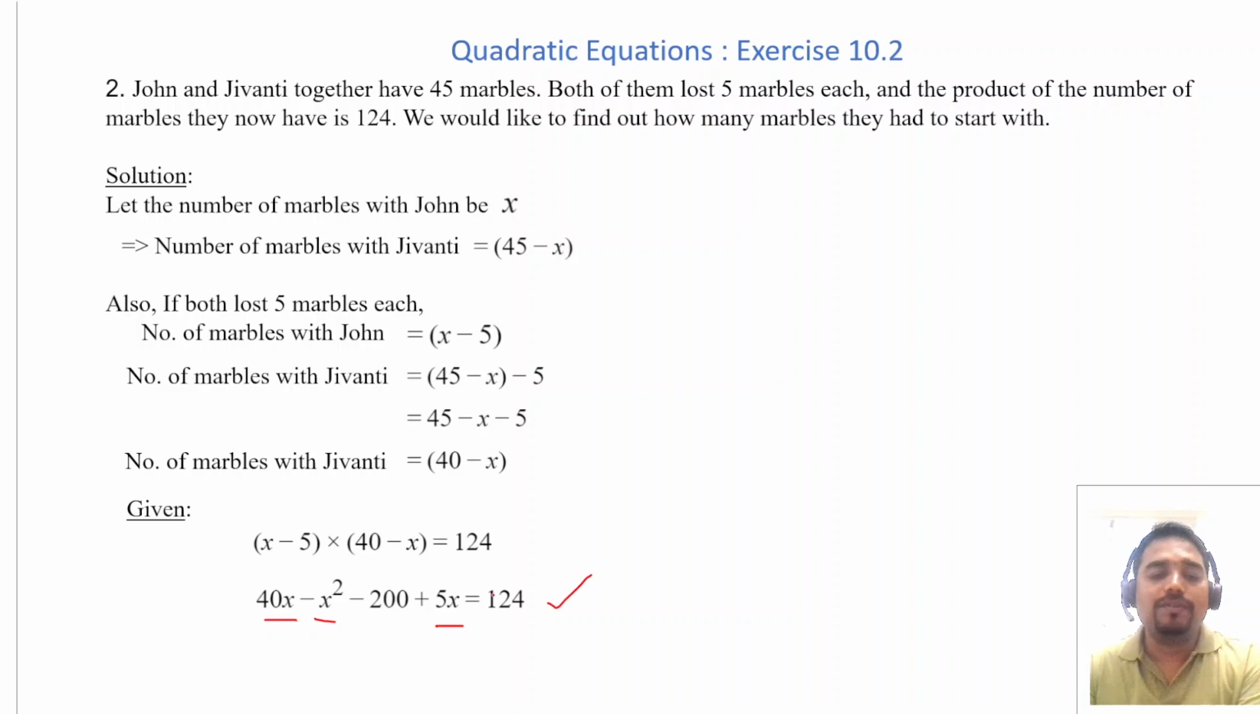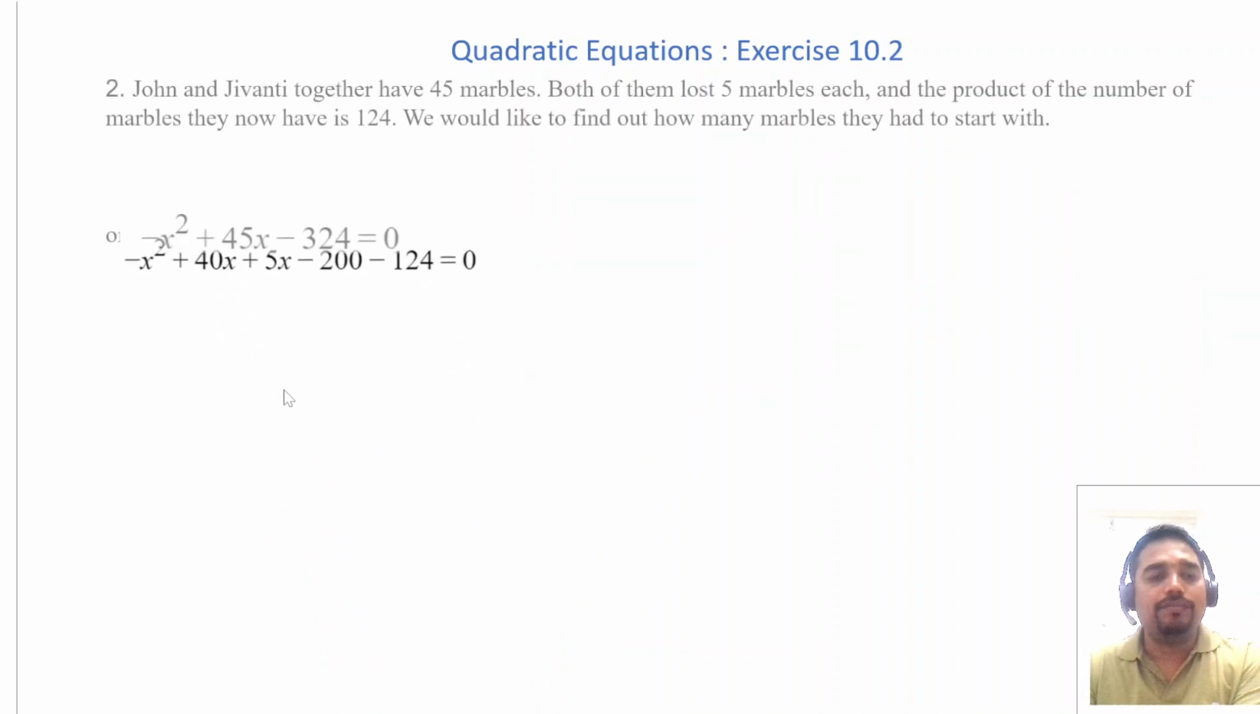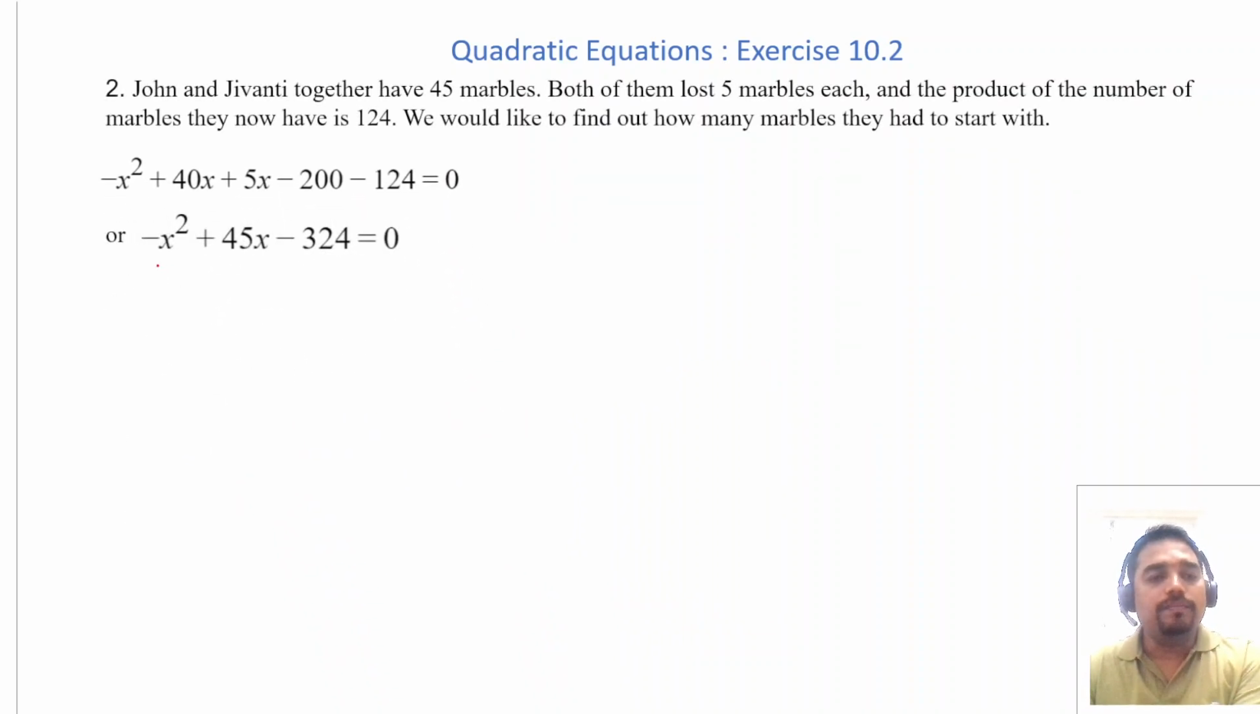Now let us simplify the equation and take RHS towards LHS. Take the x square term as the first term, that is minus x square, plus 40x plus 5x, minus 200 minus 124. This minus 124 we have got by transposing from RHS, that is plus 124 becoming minus 124. Now to simplify, minus x square would be the first term, 40x plus 5x is 45x, minus 200 minus 124 would be minus 324.